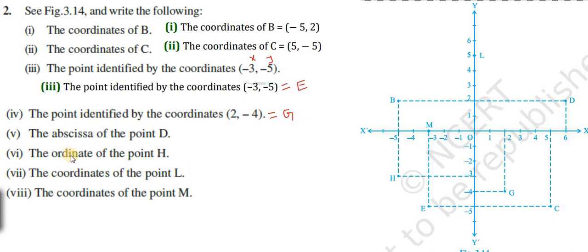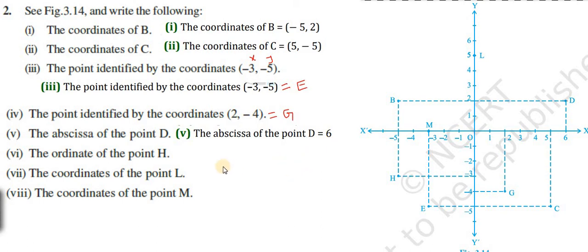Next, the abscissa of point D. First see what is point D. So this is point D. In this point D, what is x and what is y? So x is 6 and y is 2. In this 6 comma 2, we need to find the abscissa. What do you mean by abscissa? Abscissa is nothing but the x coordinate. Therefore the abscissa of the point D is equal to 6.